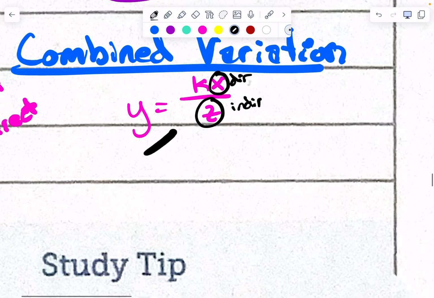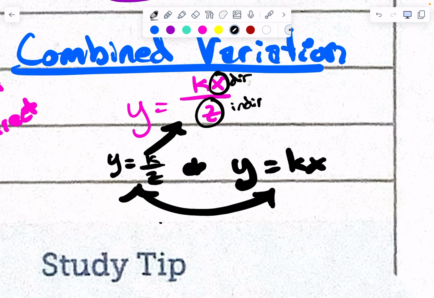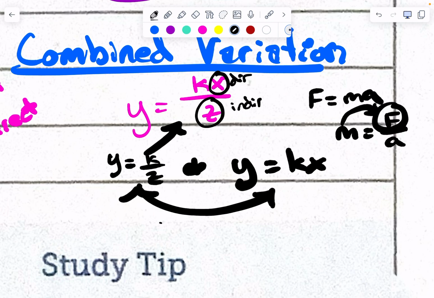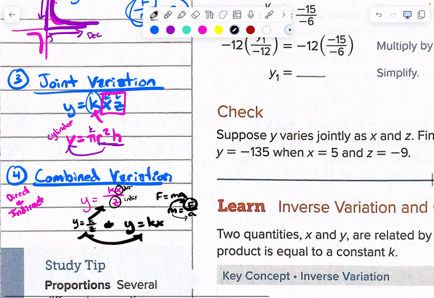So this would be a combination of y equals k over z and y equals kx at the same time. It's like combining those two. It's like shoving those 2 equations together in one. And I'm relating them together. This is like a force equals mass times acceleration type thing, but mass equals force F over A, right? Like mass in relationship to force is direct, but mass in relationship to acceleration is indirect. Confusing? Yes. Let's go to an example. So those are the equations that you're going to need.